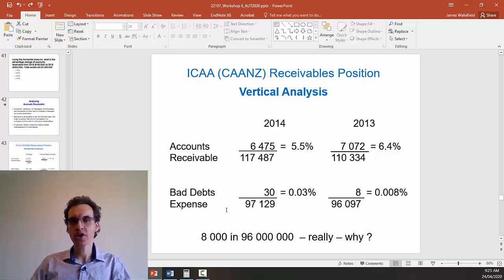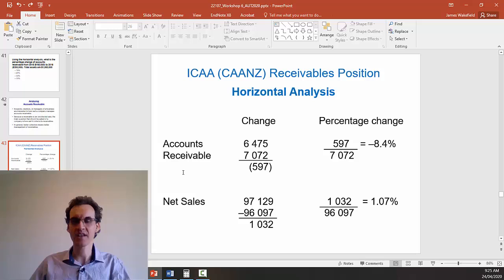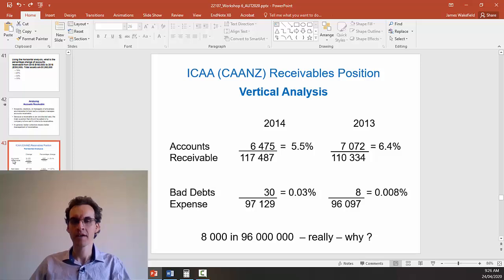Now, if we look at the vertical analysis here of Chartered Accountants Australia and New Zealand, you can see that the accounts receivable in 2014 are 5.5% of their total assets, whereas in 2013 they are 6.4%, which is consistent with what we saw on the previous slide, which is the reduction in the amount of accounts receivable over time. Not only is it reducing, but it's also reducing as a proportion of total assets. So again, this seems to be a good thing. Customers are paying up sooner, the business has its cash faster, and therefore is in a better position.